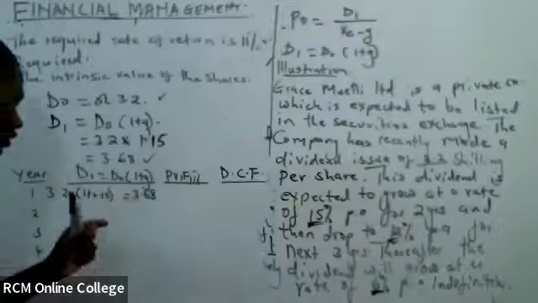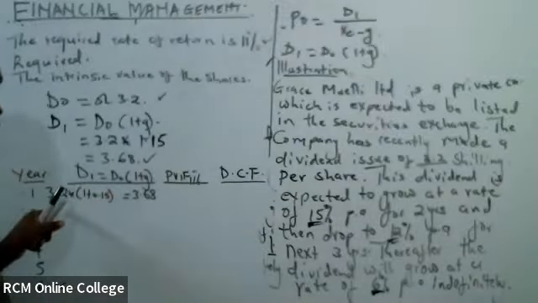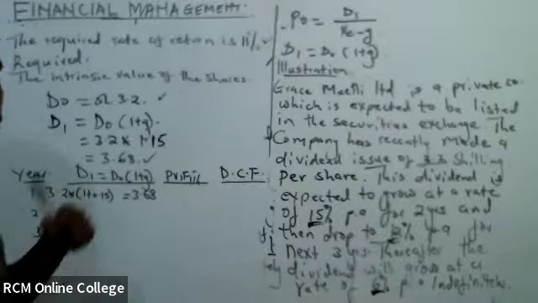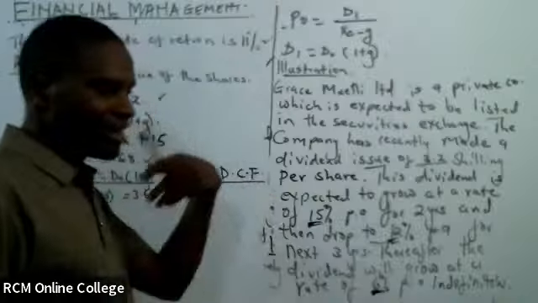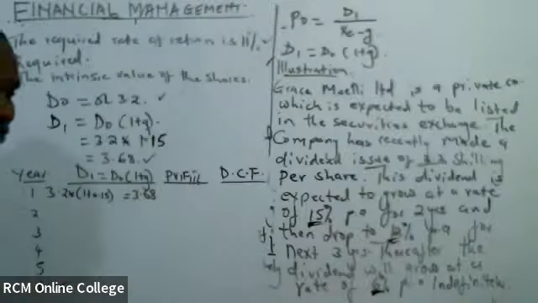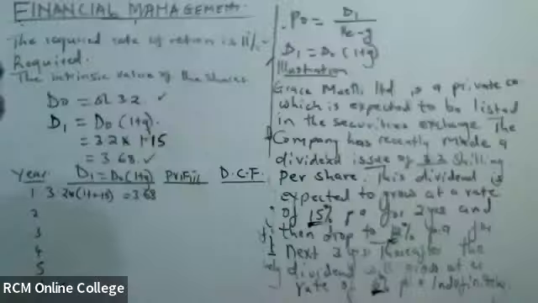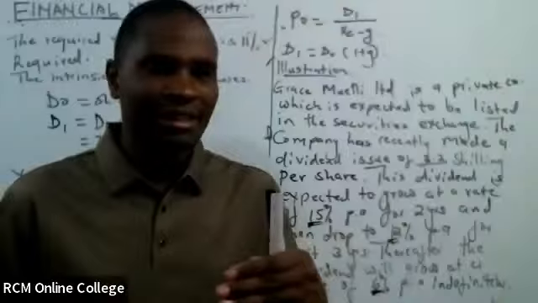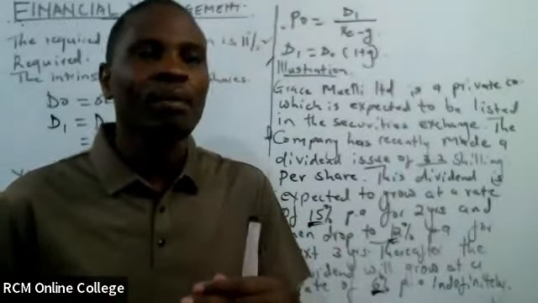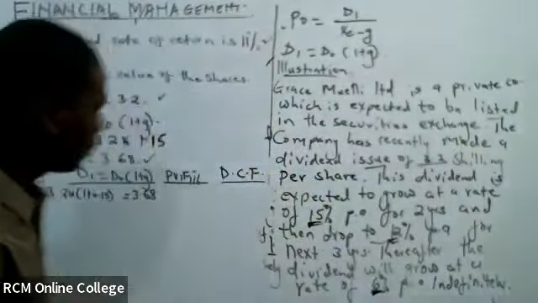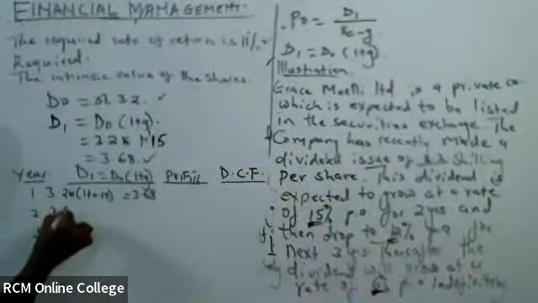3.68. Is it possible for us to get the D1 for the next year, year 2, still using the 15%? What will be the D note for year 2? Sasa tumeanza vizuri. D note for year 2, somebody? Good. Now the 3.68 is the one that will be the current for year 2. So year 2 sasa ni 3.68.